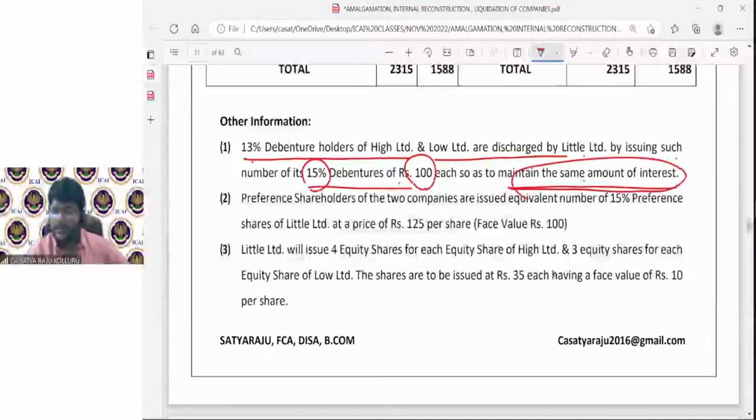Sir, what is the meaning of same amount of interest? What the debenture holders of the selling company feel is, in the selling company, how much interest we are getting, in the purchasing company also, we should get the same amount of interest. Whatever the percentage of debentures you are issuing is irrelevant for me. But whatever the amount of interest we got in the selling companies, the same amount of interest we should receive in the purchasing company as well. Then the purchasing company should issue that much quantum of debentures to the selling company. That is the matter of discussion.